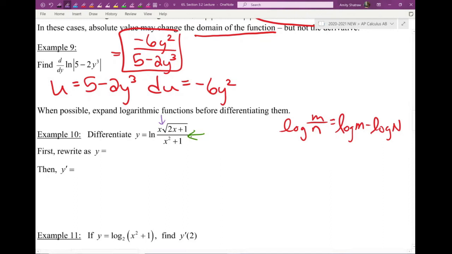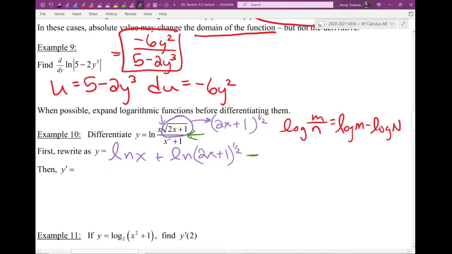So now let me rewrite this problem then. Okay, so now I want to use these properties, the product property and the quotient property. And right now, before I do this, I'm realizing this little piece right here, I'm even going to be able to use the power property. This is 2x plus 1 being taken to the 1/2 power. And so watch what I do. I'm going to say that y equals the natural log of x plus the natural log of 2x plus 1 being taken to the 1/2 power. And then I have minus my quotient, the stuff in the denominator, which is the natural log of x squared plus 1.